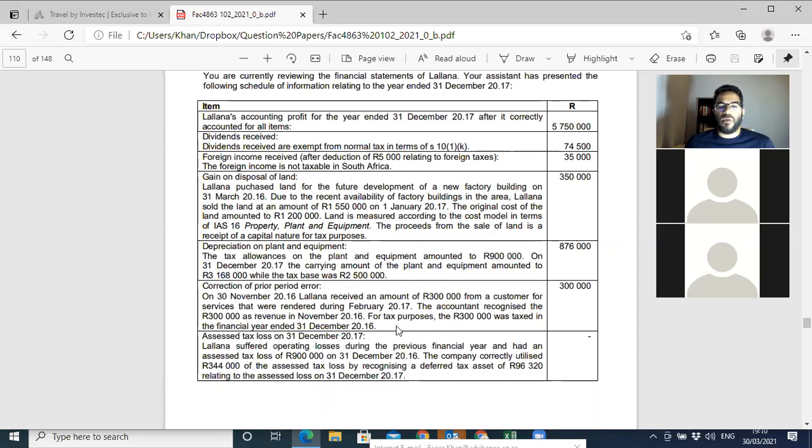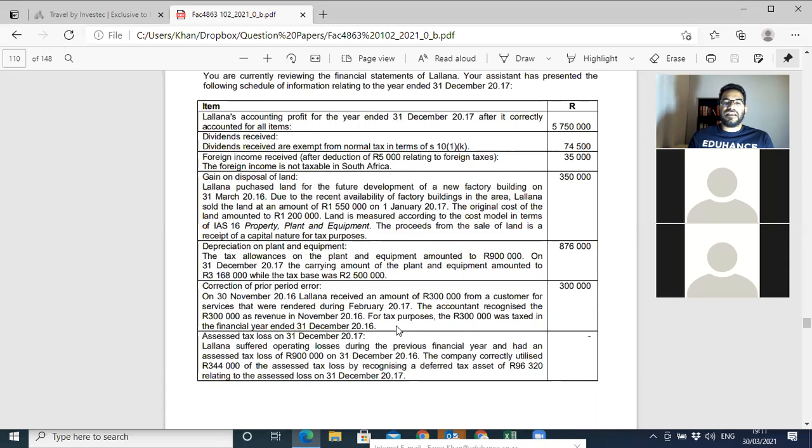So let's understand what took place. The accountant did the following. He received 300,000 Rand in 2016. So he said, debit bank 300,000 Rand, credit revenue 300,000 Rand. However, what should he have done in 2016? He should have said debit bank 300,000 Rand, credit contract liability 300,000 Rand, or income received in advance 300,000 Rand. The correct term is contract liability. I'm just using income received in advance for ease of explanation.